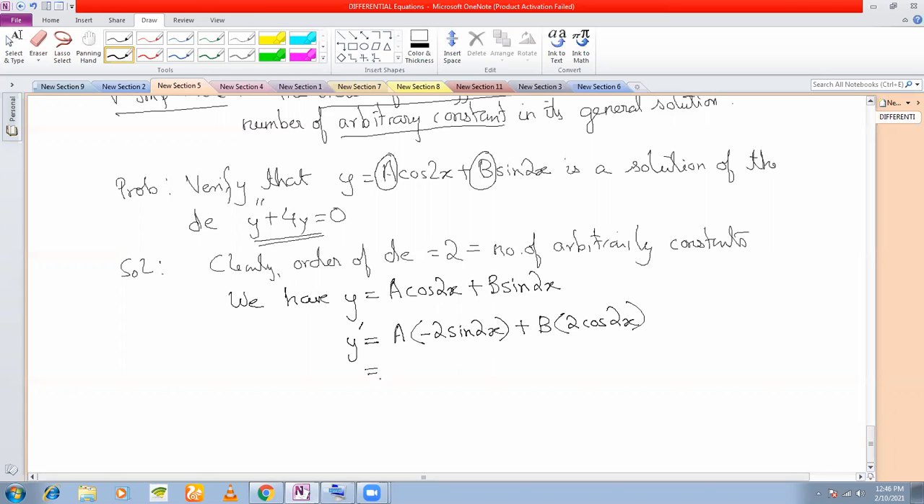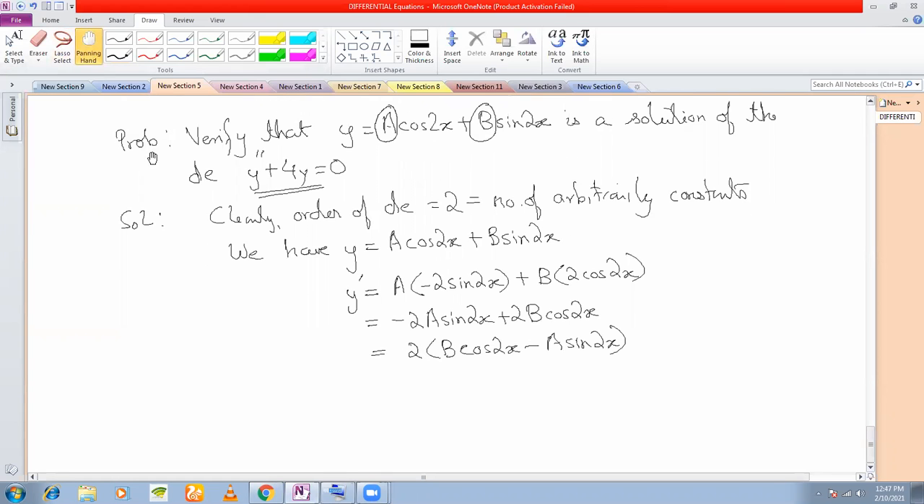which is minus 2a sin 2x plus 2b cos 2x. Which you can now write as, you can take 2 out, 2 times b cos 2x minus a sin 2x, right? So you have found y dash, the first derivative.